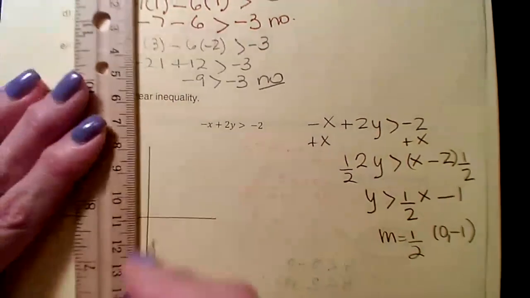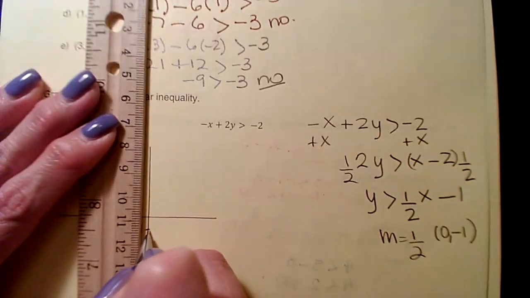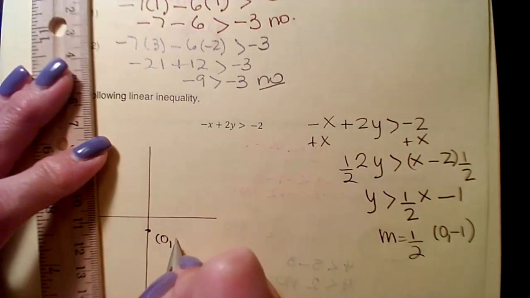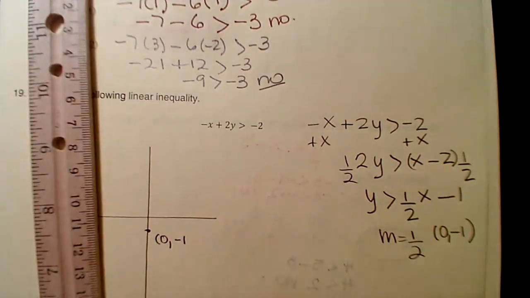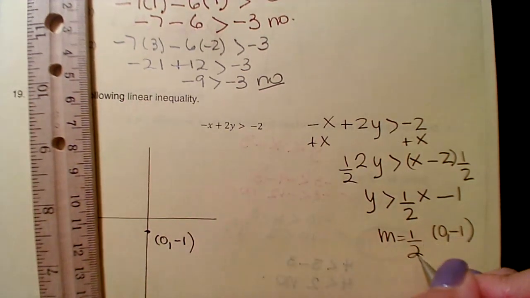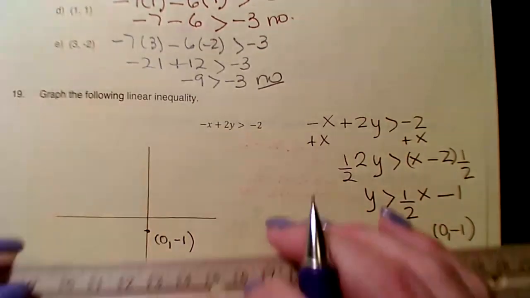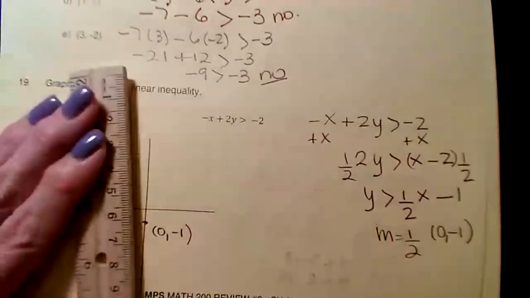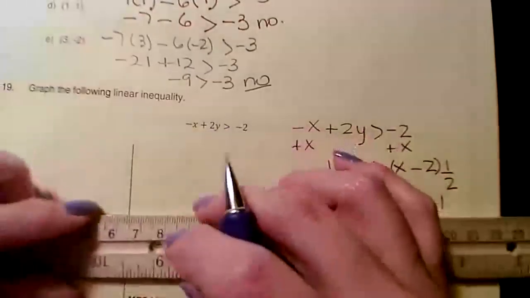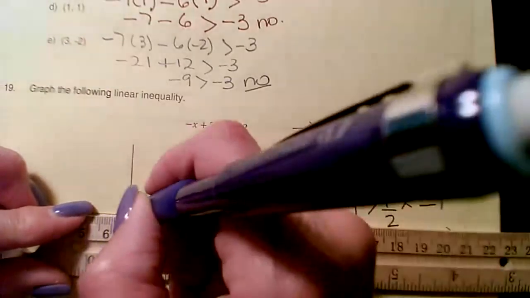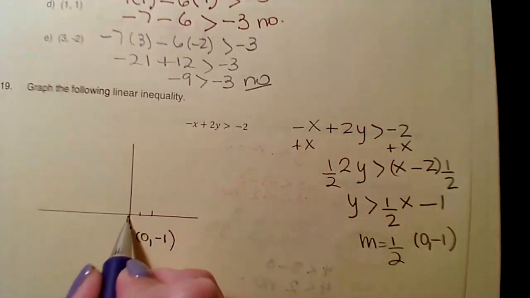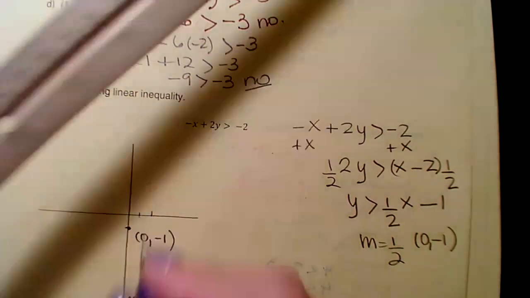So 0 and we're going down to negative 1. So here's where we're going to start. And we're going to go 1 up and 2 to the right. So we're going 1 up. Oh, let me see what I did there. So it's going to be 1 up and 2 to the right.